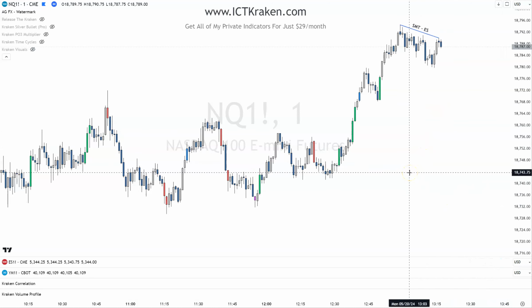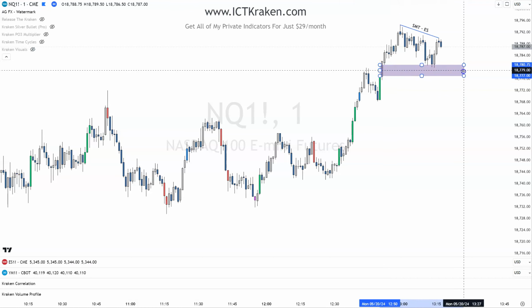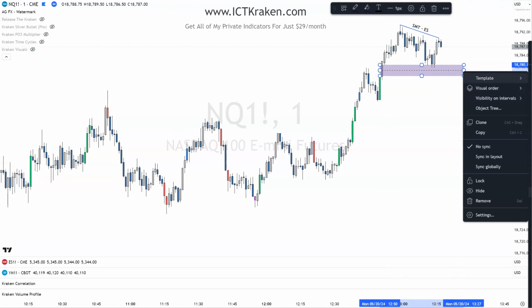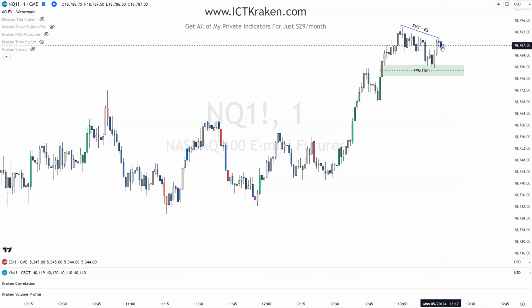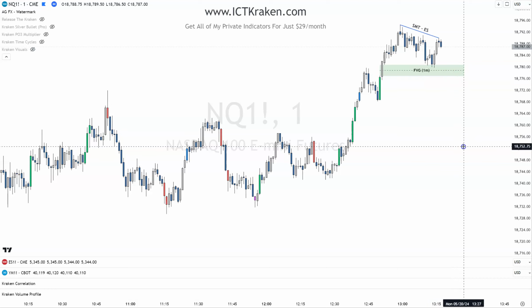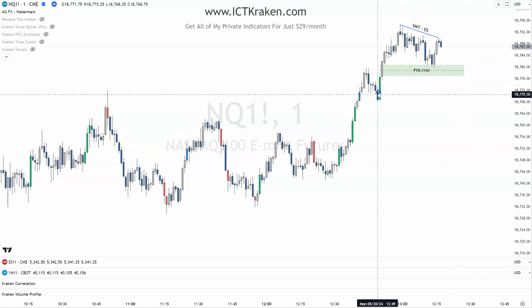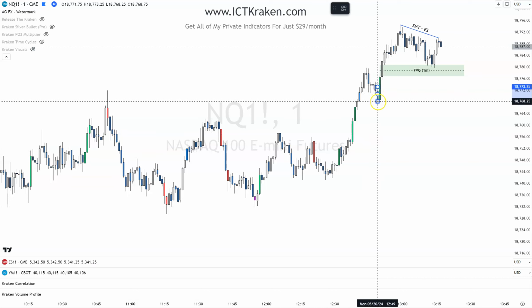All right, so now what are we looking at? Well, first thing we're doing is we're marking up our fair value gap. This would be a fair value gap being respected right here. So we'd like to see that get violated and turn that into an inversion, and then we can go lower. This would be a breaker here. If we break it, this would be a breaker here.